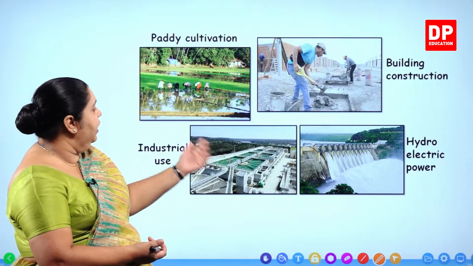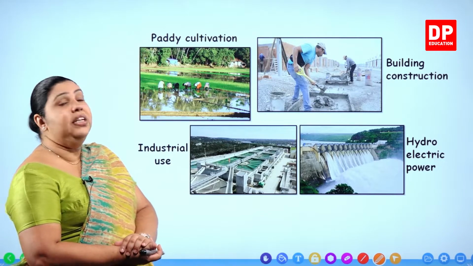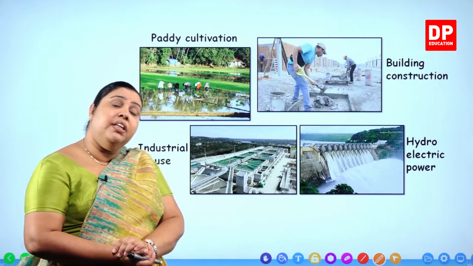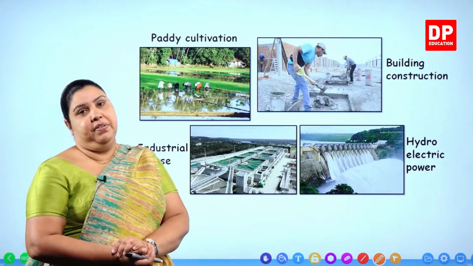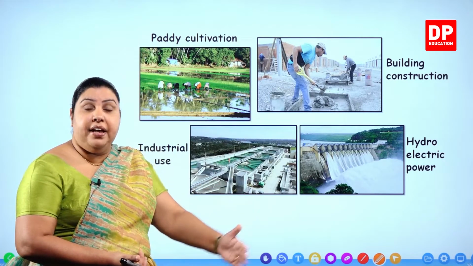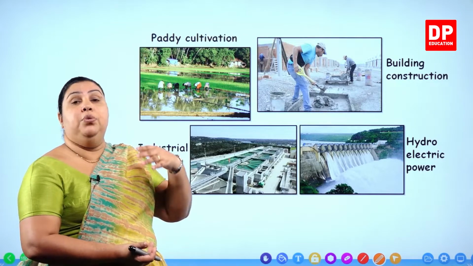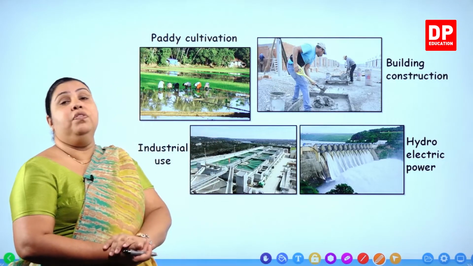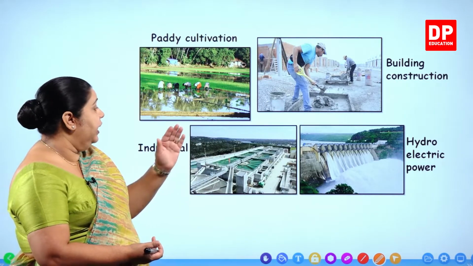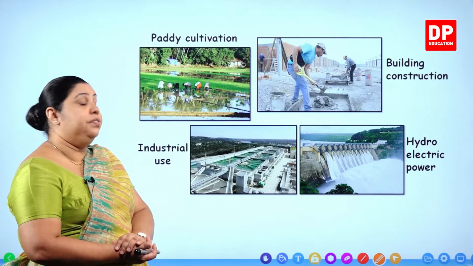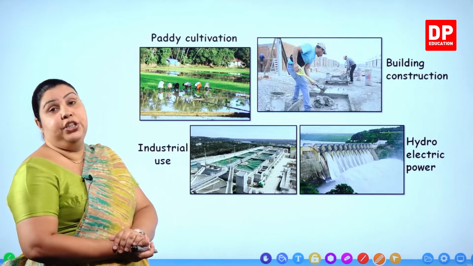Then we need water for industrial use. Factories need water. To operate their machines, to maybe make their products, they need a lot of water. In English we say industrial use.